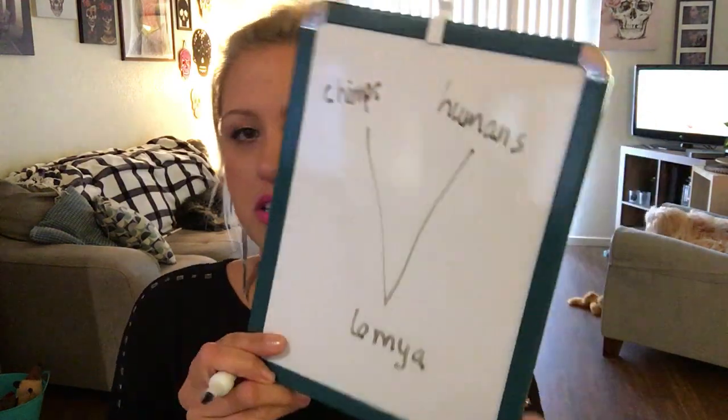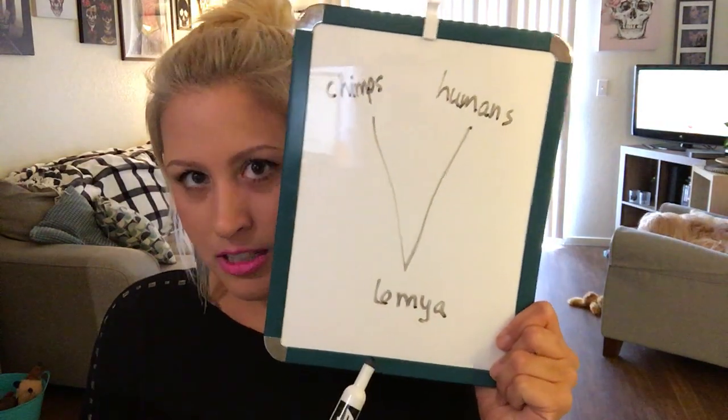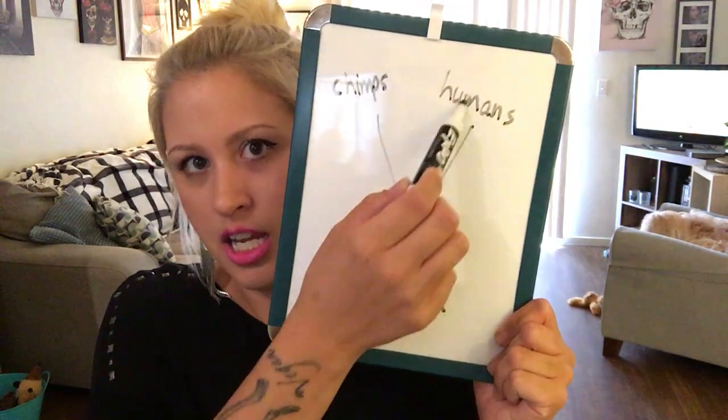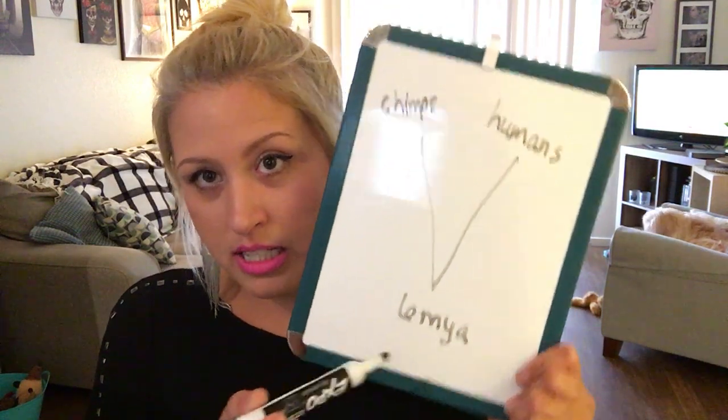And we split with chimpanzees approximately 6 million years ago. So if you see this cute little chart, we've got chimps, humans, about 6 million years ago. So imagine this is just time, and evolution is occurring. We had a common ancestor with chimpanzees.